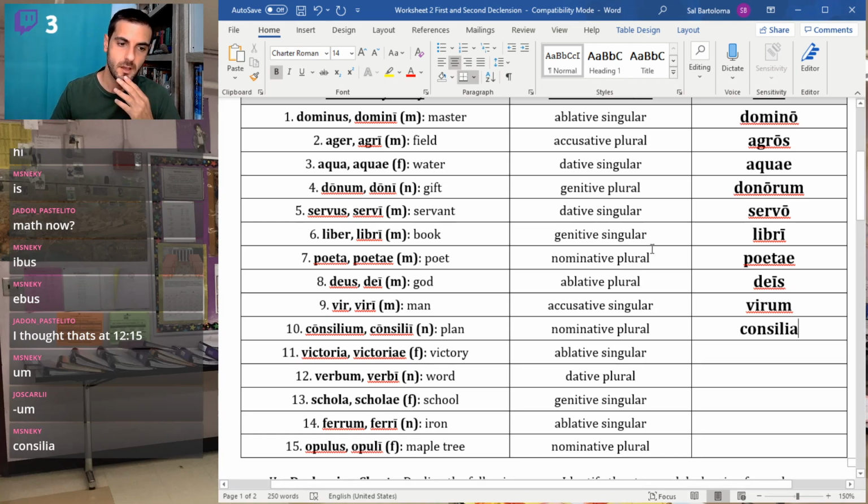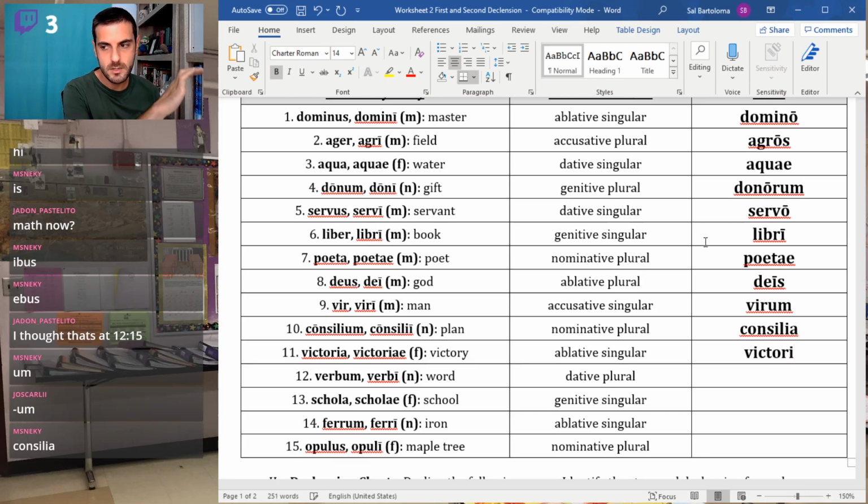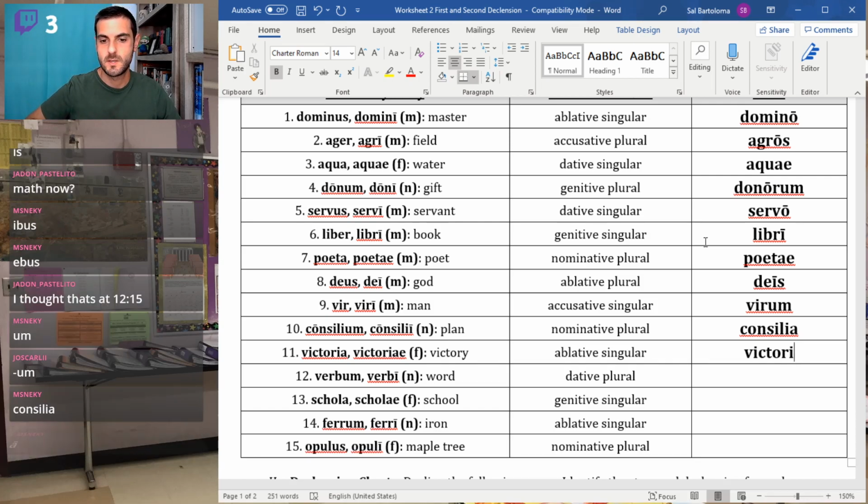Okay? Victoria, victoriae, feminine, that is victory, first declension, ablative singular, easy money. What's my ablative singular ending? And I know you might not be able to type long marks, but that's okay. Ooh, we can type long marks. Fantastic. Okay. Victoria.